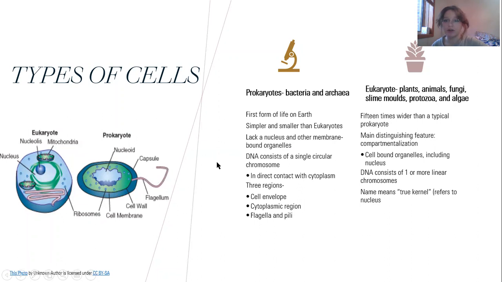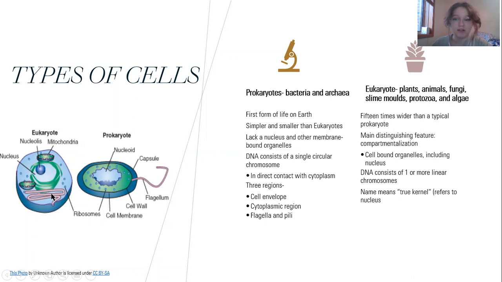Next up, there are eukaryotes. These are what form plants, animals, fungi, slime mold, protozoa, and algae. They're about 15 times wider than your typical prokaryote, and their main distinguishing feature is their compartmentalization. Just by looking at this diagram, you can notice that they are much more complex, and they also have more storage essentially in them. They organize well because of their development of evolution.